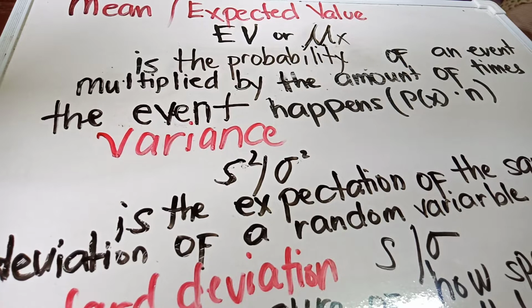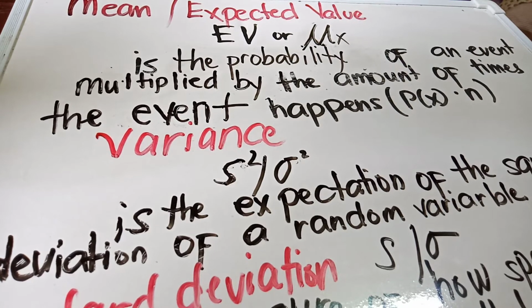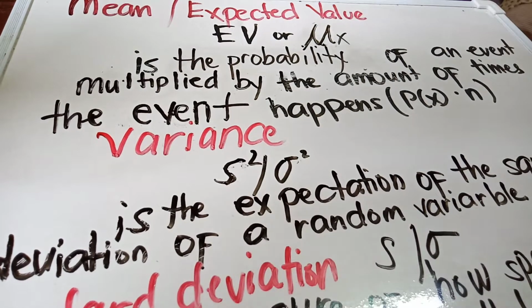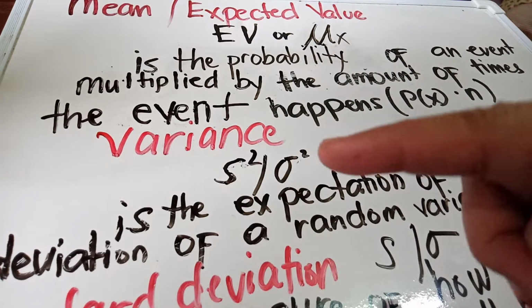Let's proceed to our topic, the mean or expected value. What is the mean or expected value? It is the probability of an event multiplied by the number of times the event happens. It usually has the sign EV or mu of X, while the variance is S squared or sigma squared.